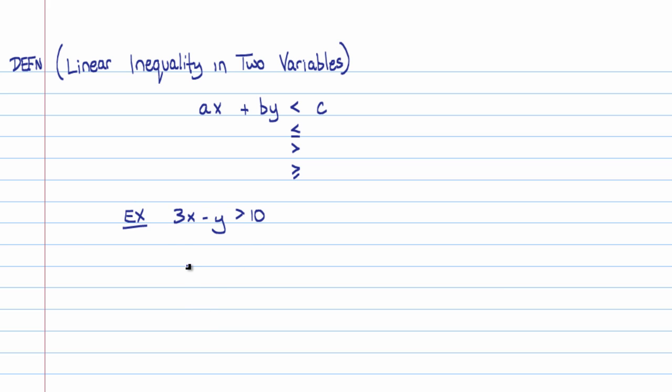Now, just like with linear equations in two variables, there's more than one solution. If I wanted to find the solutions to 3x minus y is equal to 10, there's an infinite number of solutions. The way I can visualize those is to graph that. I would solve this for y, and I'd see it's a line with a y-intercept of -10 and a slope of 3. So it looks something like that, roughly. That picture is a visualization of all of the solutions to that equation.